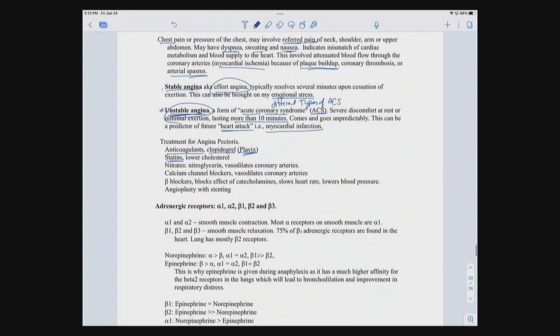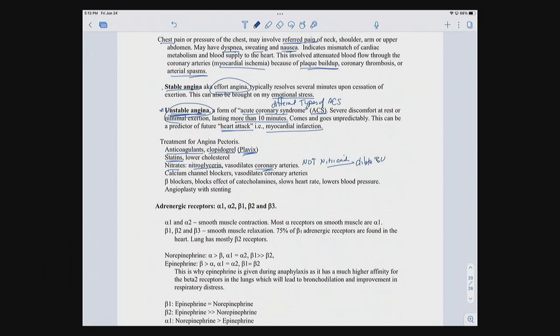Another approach would be nitrates. And again, I'm sure you're familiar with this, nitroglycerin. Typically you'll put it under your tongue, sublingual, and it's pretty rapid, and it will cause an increase in nitric oxide. And nitric oxide is a pretty potent vasodilator, so it's going to dilate blood vessels. And if it's dilating blood vessels, that means it's going to vasodilate coronary arteries as well.